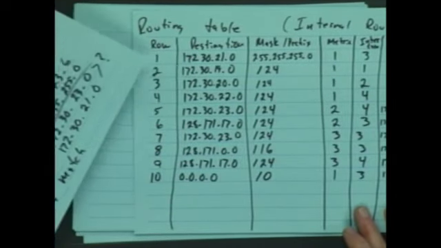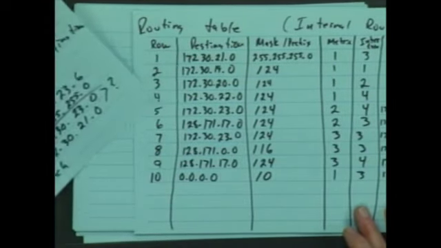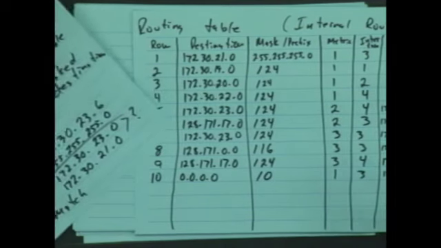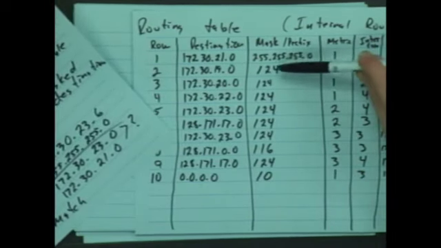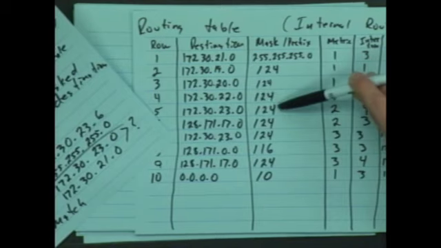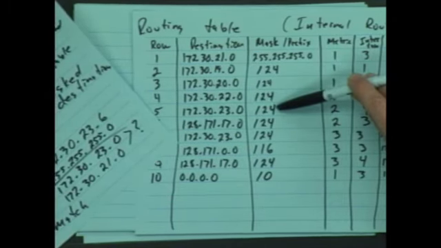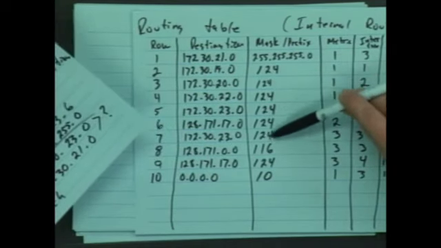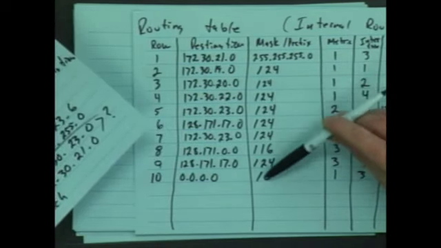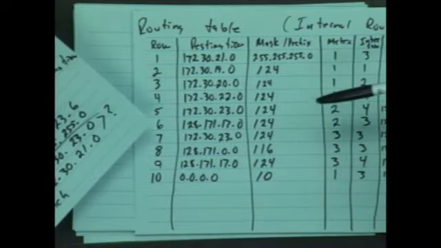Let's match it with row 5. Remember, the router is going to go row 1, row 2, row 3, row 4, row 5, and it's going to find a match. Then what's it going to do? Is it going to send it? No. It's going to go row 6, row 7, row 8, row 9, row 10. And we'll talk about what it does in a minute for that.